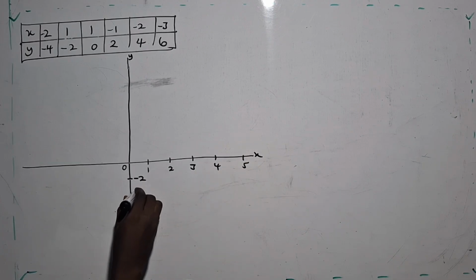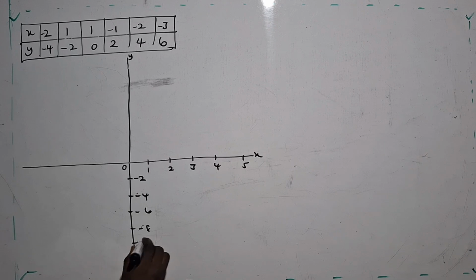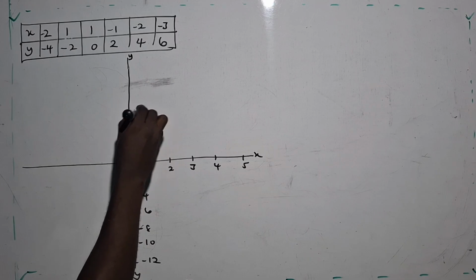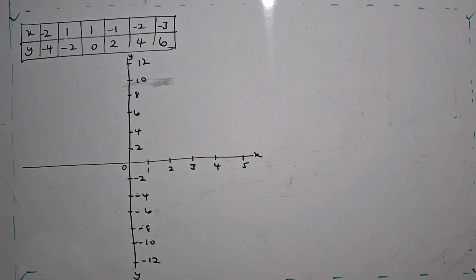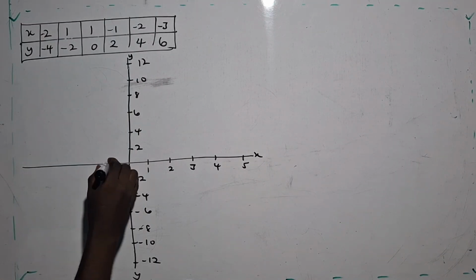So we have -2, -4, -6, -8, -10, then -12. So here will give us 2, 4, 6, 8, 10, 12. I'm making it so because when you divide the graph into 2 equal parts, on the x-axis you get 5, 5, then the y-axis you get 6, 6. That's why I'm doing it so.